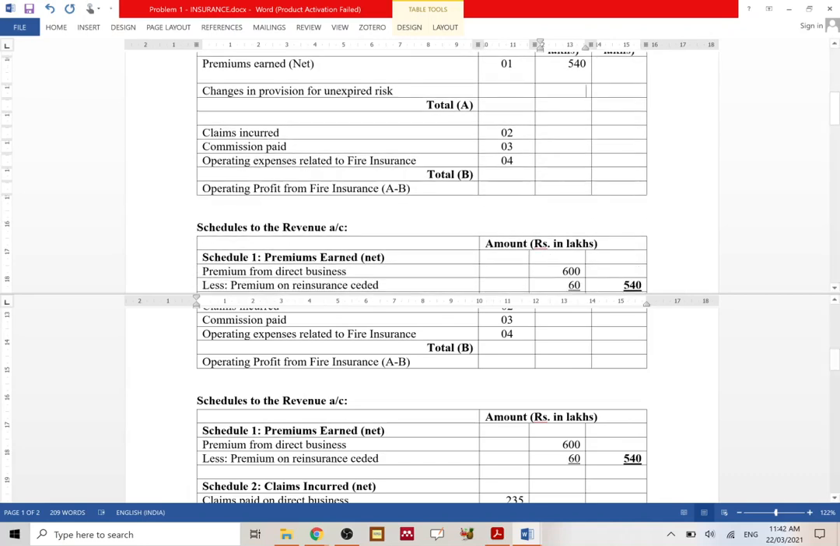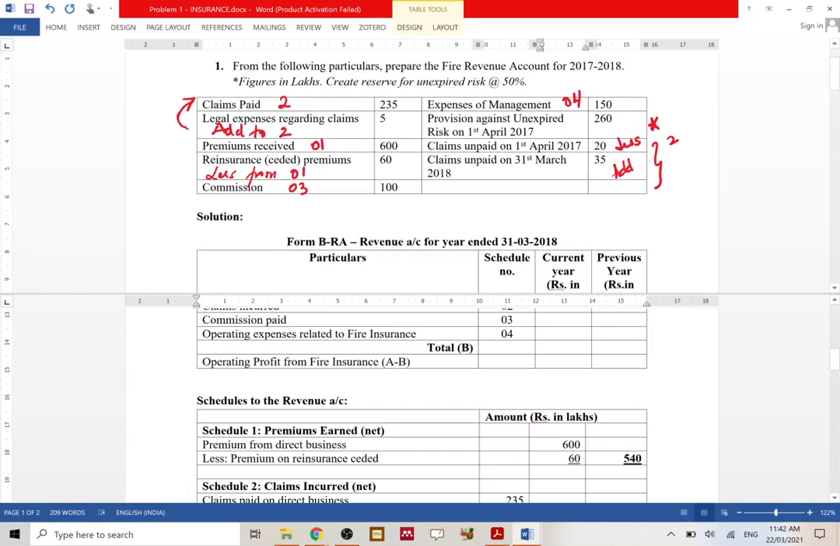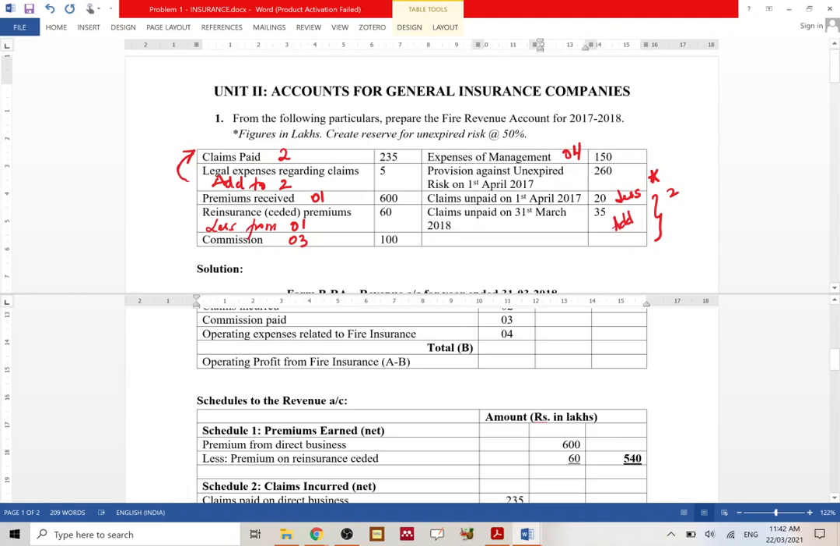Now, let's see what is provided to us related to the provisions against unexpired risk on 1st of April. In the beginning of the year, that is 1st April 2017, there was already a balance of the provisions. That means last year some provision was made, and that same was brought down this year, 260. All these amounts are in lakhs.